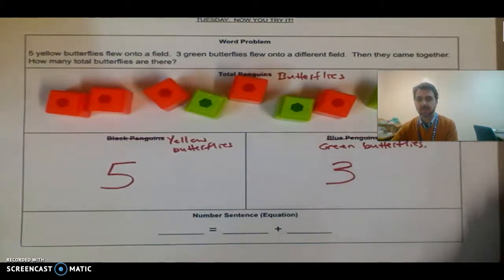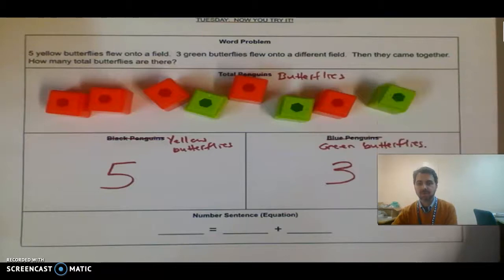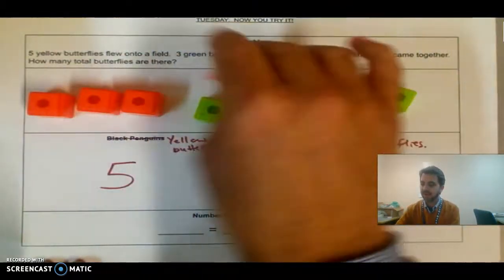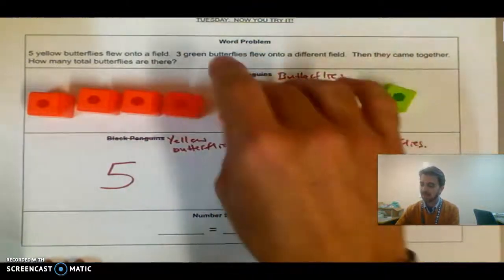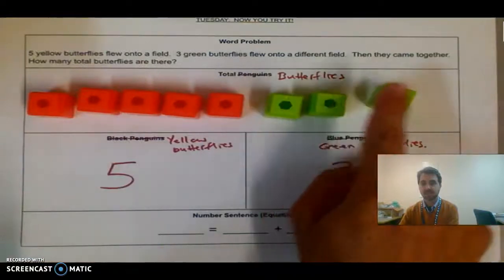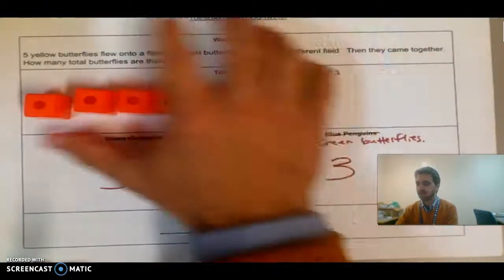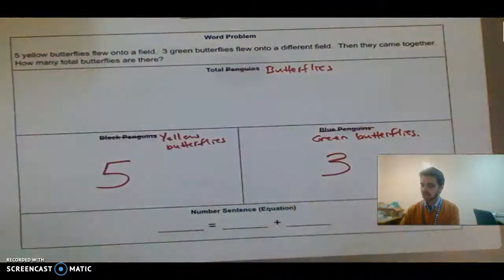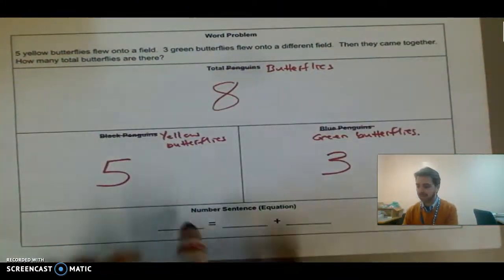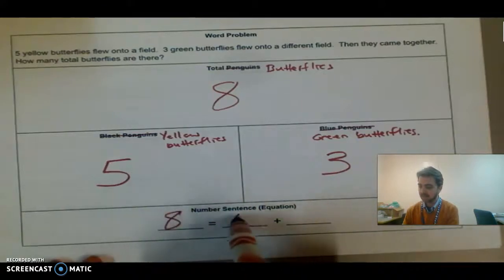let me get myself out of the way here, and then I counted how many I had. So I knew I had 5 yellow, and then I'm going to count on from there. So I know I have 5, 6, 7, 8. Okay? So your paper should look like this, right? And then your equation is 8 is the same as 5 and 3.